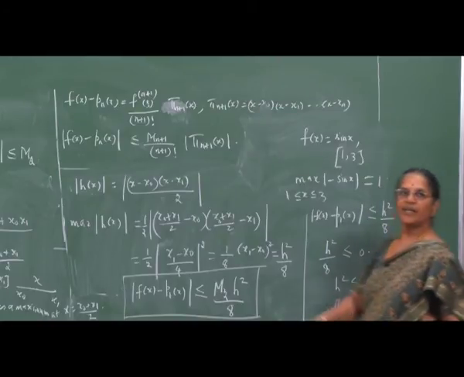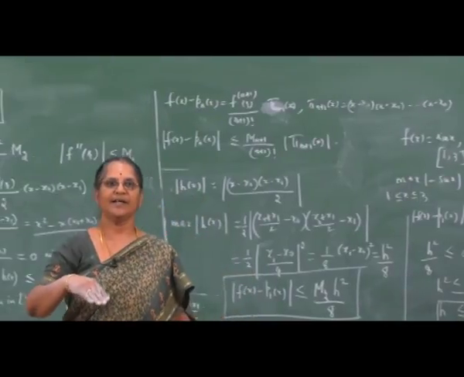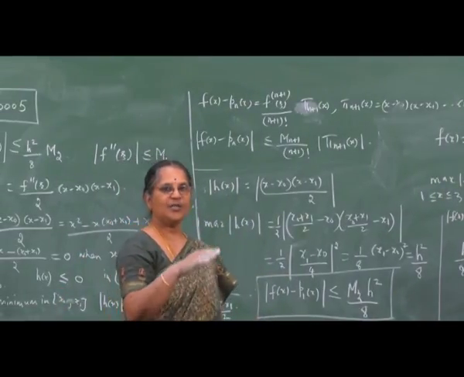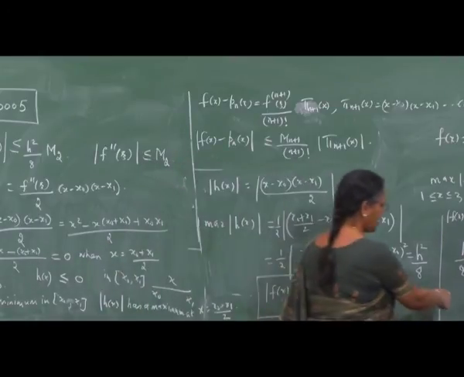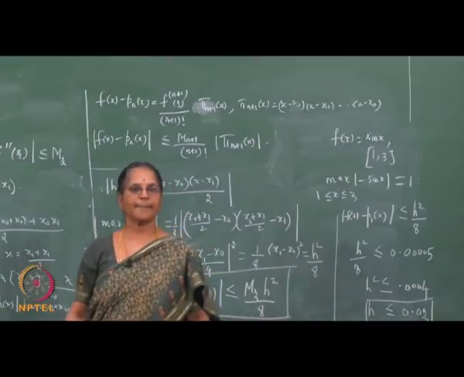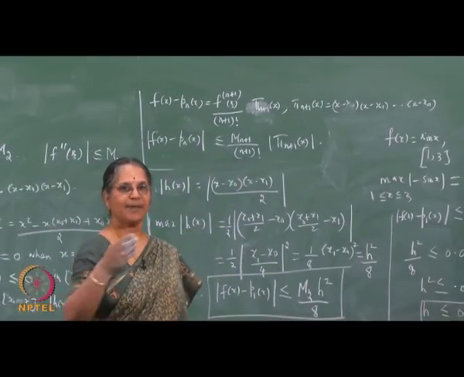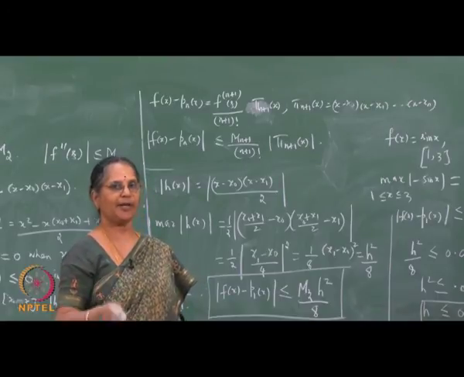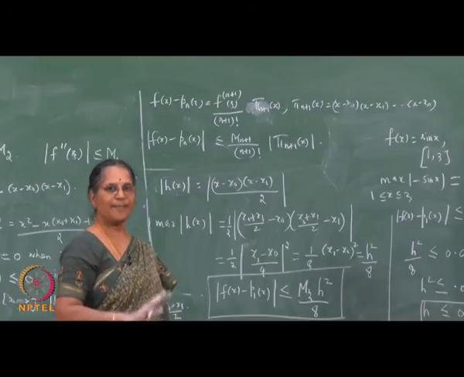So, if you have a table of values of sin x at xi, which are equally spaced with step size h less than or equal to 0.02, then your result in approximating sin x by a linear interpolating polynomial will be correct to 4 decimal places.